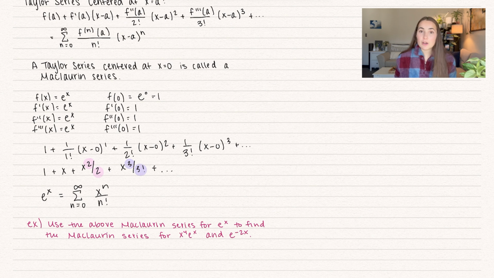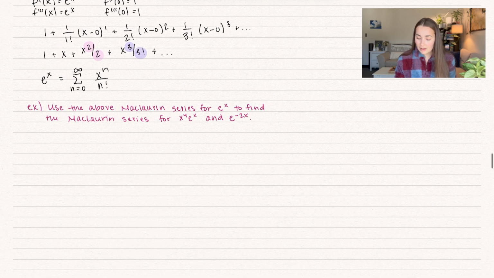And actually, we can go ahead and use this to help represent other functions similar to e to the x. So here we have: use the above Maclaurin series for e to the x to find the Maclaurin series for x to the power of 4 times e to the x, and e to the negative 2x. Now that we found the series for e to the x, we can use that to manipulate things that are pretty similar to it. So let's go ahead and start with x to the power of 4 times e to the x. One way you can do this is you can just replace it with the actual series in order to write a new series for it.